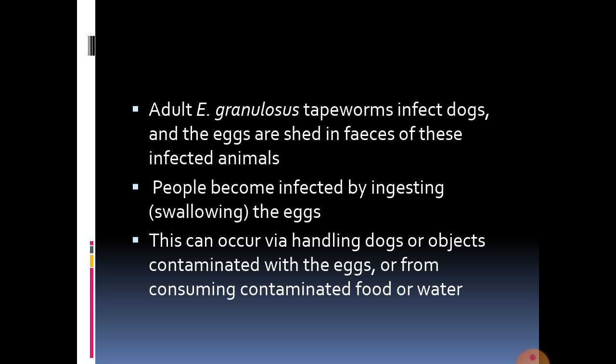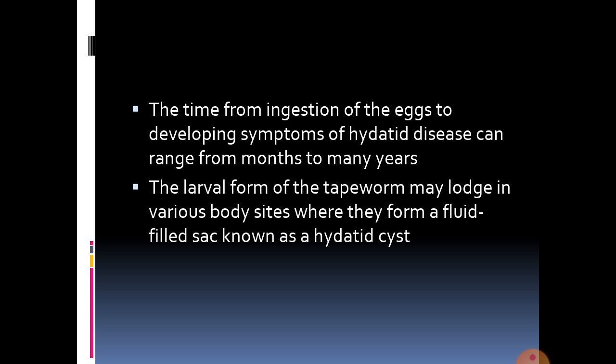This can occur via handling dogs or objects contaminated with the eggs or from consuming contaminated food or water. The time from ingestion of the eggs to developing symptoms of Hydatid disease can range from months to many years. The larval form of the tapeworm may lodge in various body sites where they form a fluid-filled sac known as a hydatid cyst.